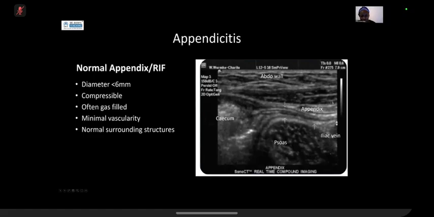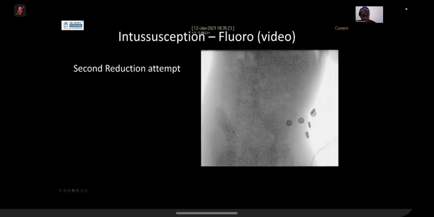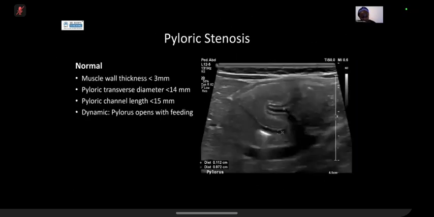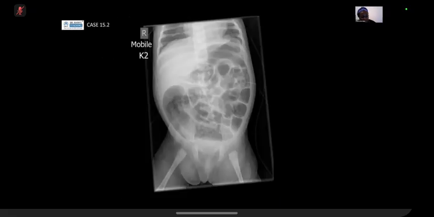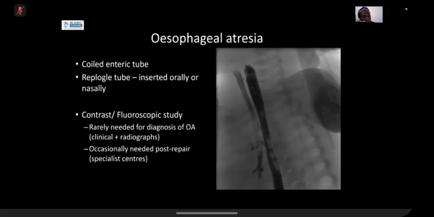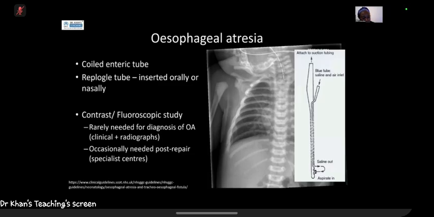Okay. Yep. Replogle tube is just a double lumen tube that they put in so they can drain the esophagus. So I think we've got a picture on maybe the second case. Keep going. There, that's the Replogle tube.